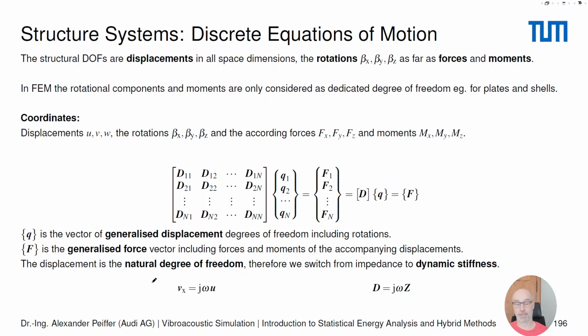Due to the fact that the natural degree of freedom in our structural description is the displacement, we change a little bit. In acoustics, it's common to use the impedance, but here we switch from the impedance to dynamic stiffness, which is not a big thing because we have a clear relationship between the velocity and the displacement by using the j omega factor. If we would like to convert from impedance to stiffness, we just have to use the same conversion here.